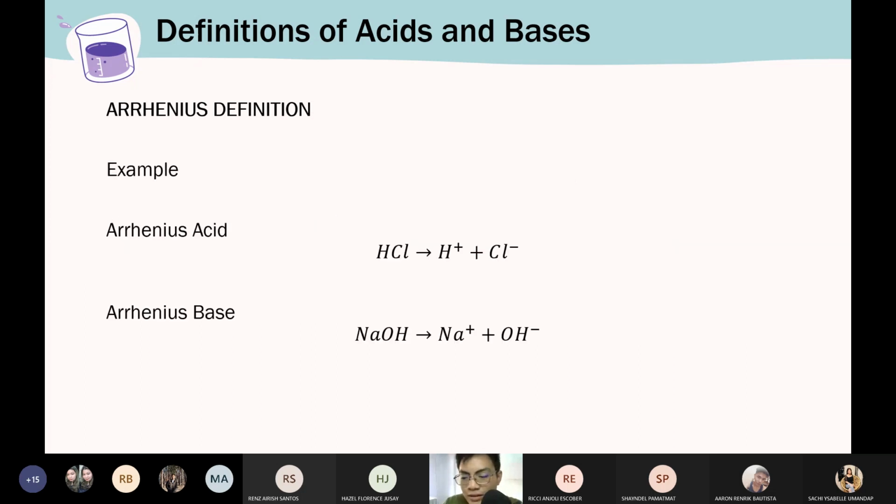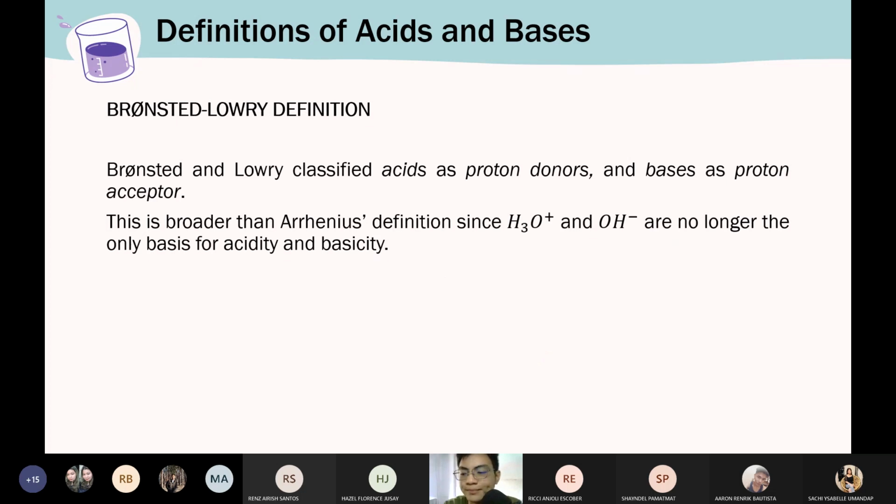Here are some examples. You have your HCl, hydrochloric acid. It is defined by Arrhenius as an acid because it produces hydronium ion. May na-produce kasi siyang H+. Kaya siya Arrhenius acid. While for sodium hydroxide, which you used last semester in making soap, it produced OH minus. Ganun lang siya ka-simple. Okay, this thing is new to you, that's why I need to focus on this one masyado.